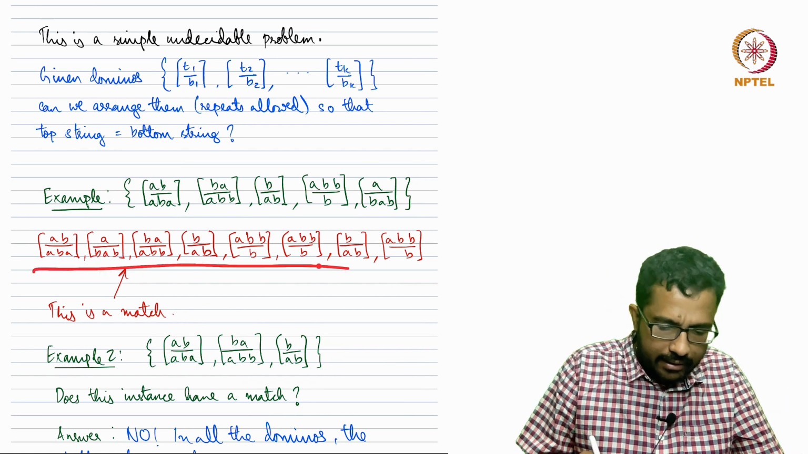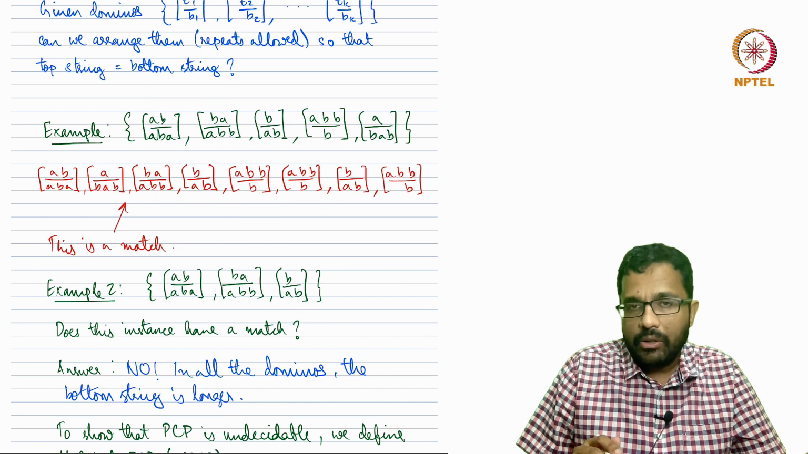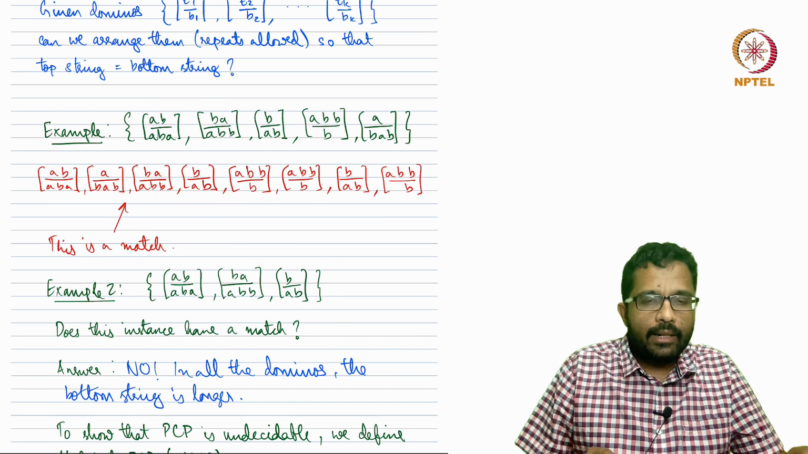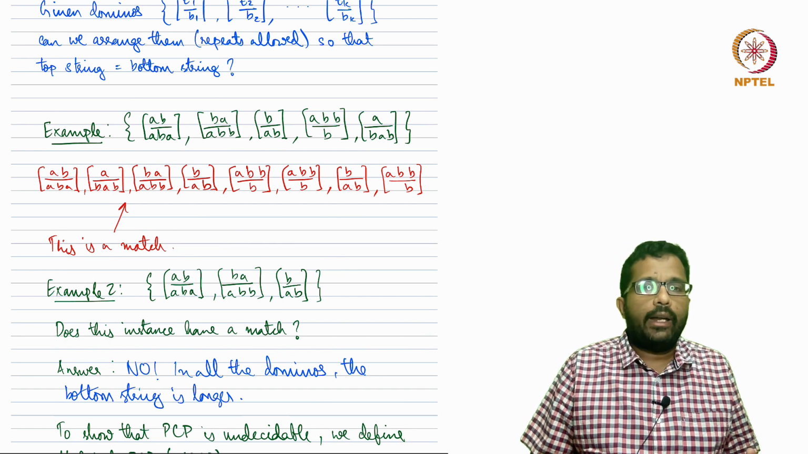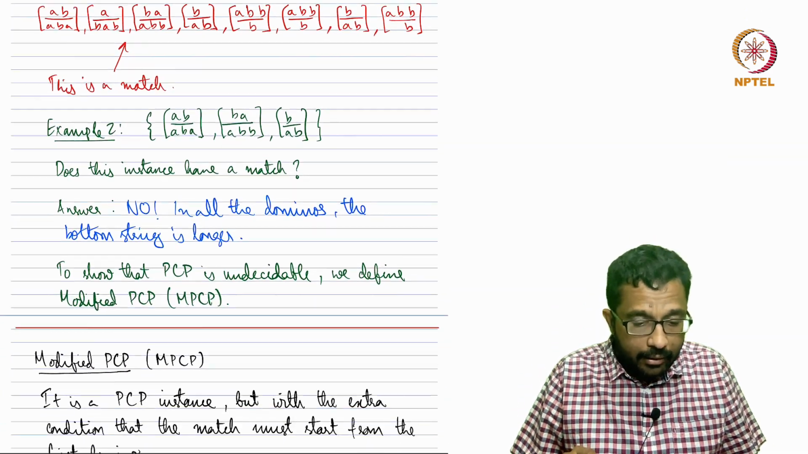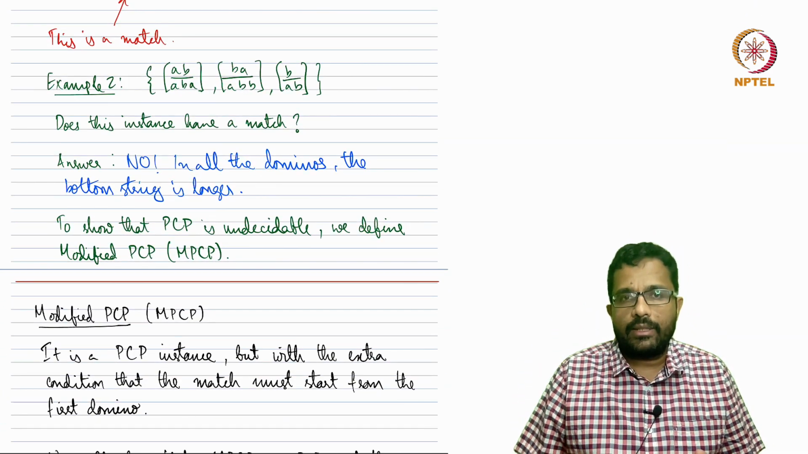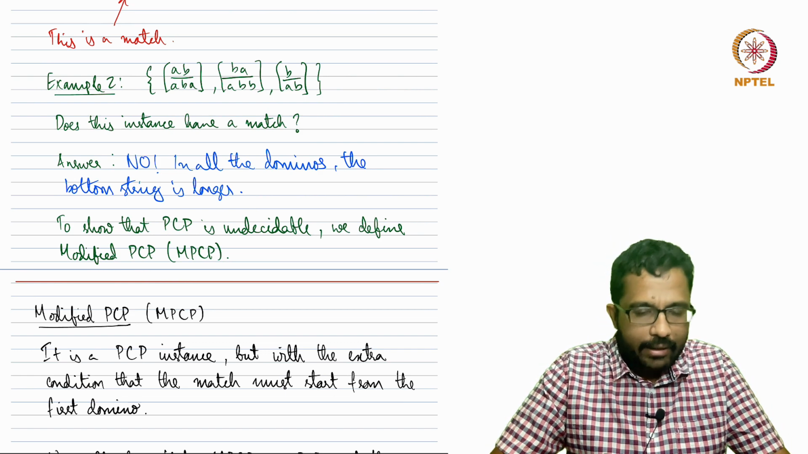In this case, the first instance had a match and the second instance did not have a match. In this case, we could find that. But is there an algorithmic procedure, a standard procedure that we can follow, to determine whether a given instance has a match? Turns out there is no such procedure and this problem is undecidable. So that's why this problem is interesting.